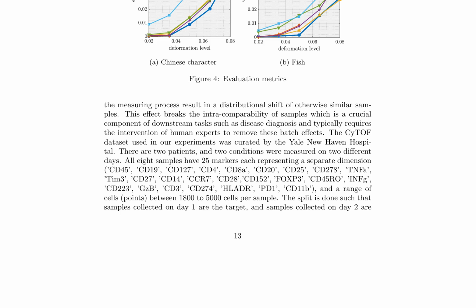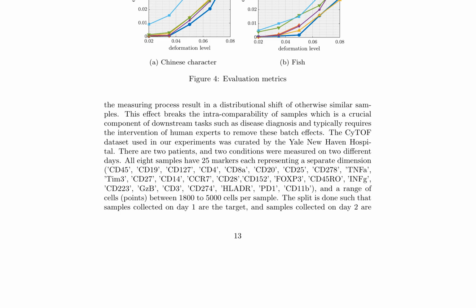The samples are split, with those collected on day 1 serving as the target and those collected on day 2 serving as the source. This setup enables the investigation of batch effects on the alignment of high-dimensional single-cell data. The evaluation metrics in Figure 4 will assess the performance of the proposed method in addressing batch effects.